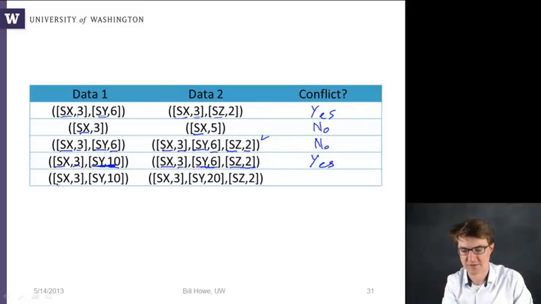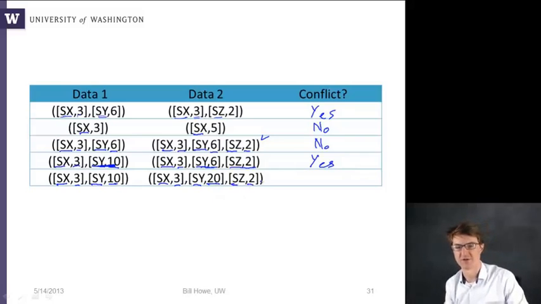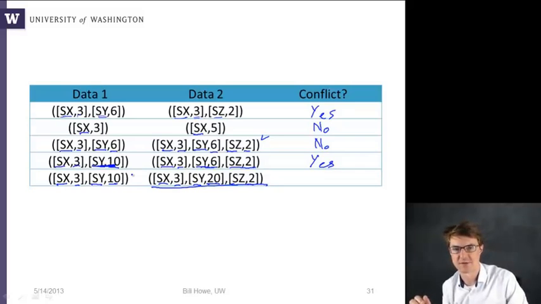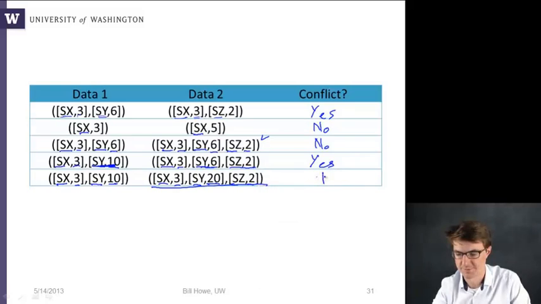And then similarly here, SX and timestamp 3 and SX and timestamp 3. Well, here we have SY10, which is the same as the last one, but here instead of 6, it's 20. And so it's later than this 10. And then further we have a change at SZ. And so is there a conflict here? Well, no, because this one is strictly later than that one is. On all the servers that they share, it has later timestamps. So it strictly subsumes it. And so no, there is no conflict.